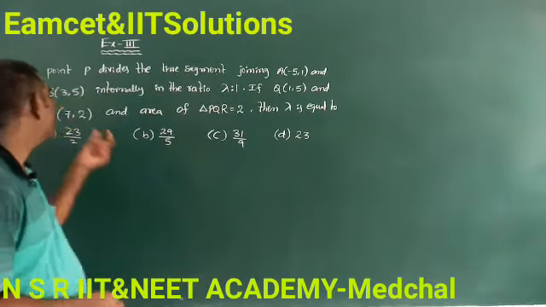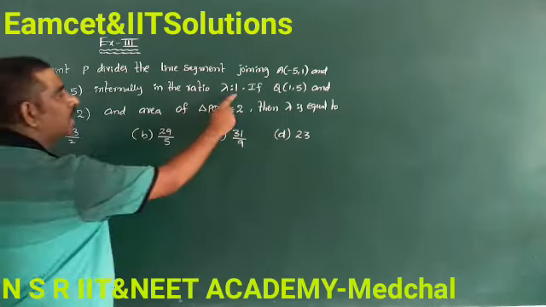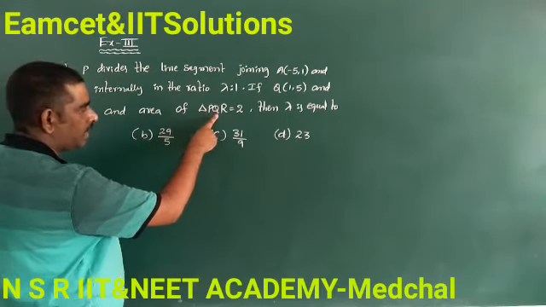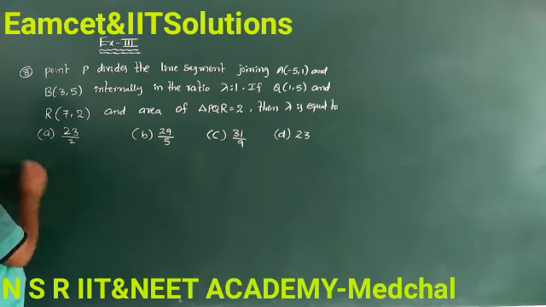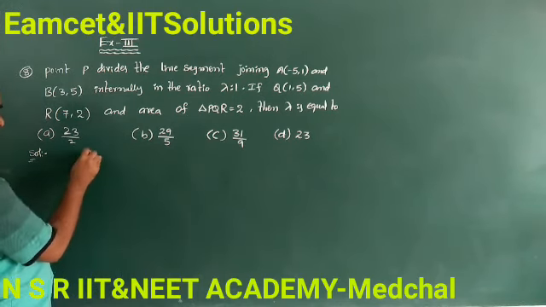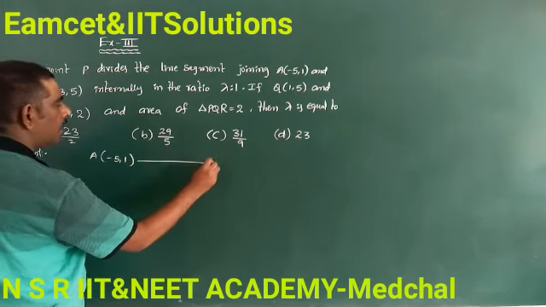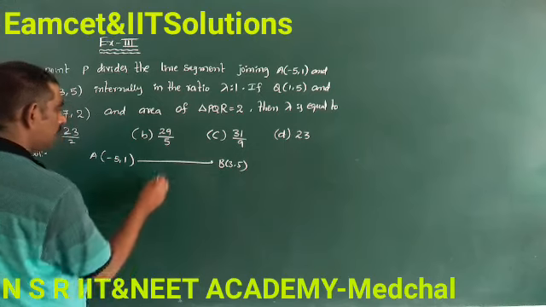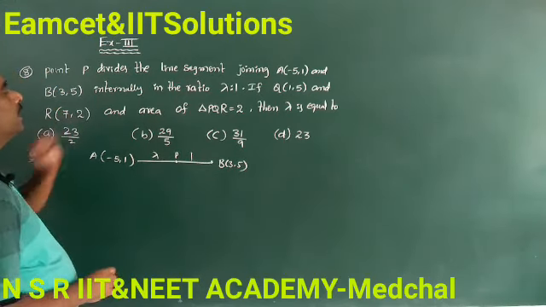So next question: point P divides the line segment joining the points A and B internally in the ratio lambda is to 1. If Q, R and the area of triangle PQR is equal to 2, then find the value of lambda. So P divides A(-5, 1) and B(3, 5) in the ratio lambda is to 1 internally.